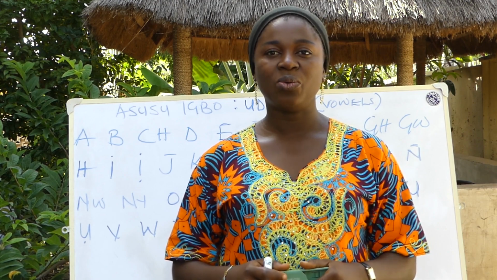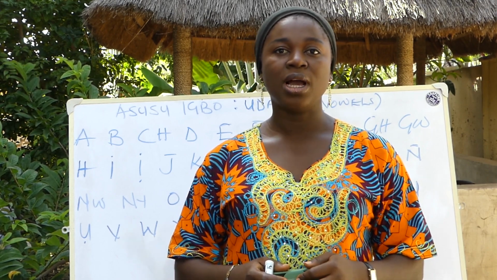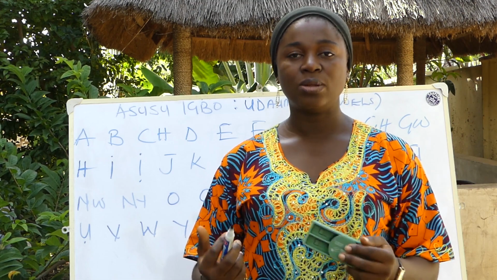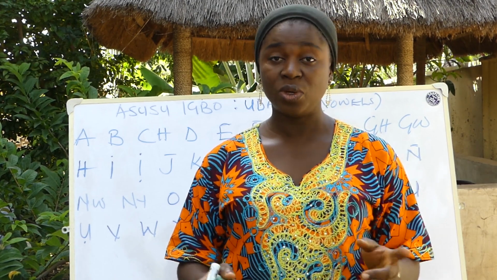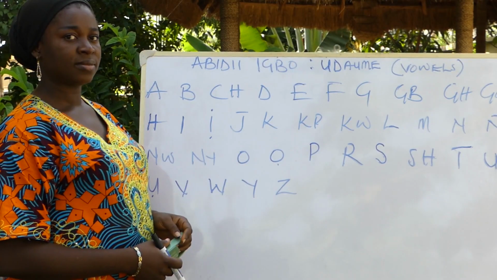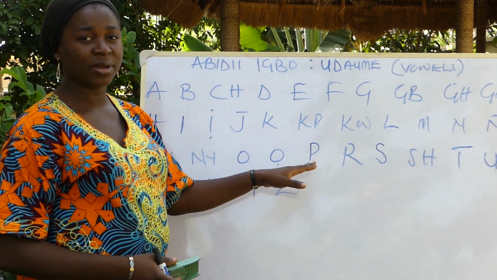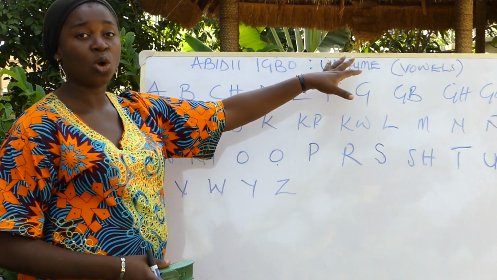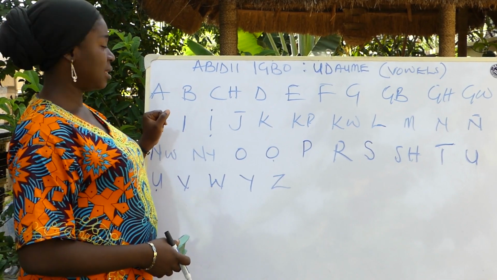In our previous video, we talked about alphabets and letters you can form using the alphabets. But for the sake of today's lesson, we are going to identify Udaume from the alphabets. Udaume is called vowels in English. So today our lesson is centered on Udaume, which is vowels in English. These are the Igbo alphabets. We are going to recite the Igbo alphabet before we identify the vowels or Udaume from these alphabets. So let's recite the Igbo alphabet now.